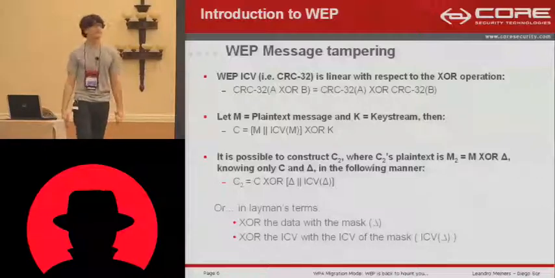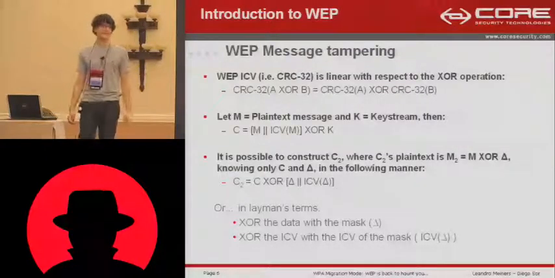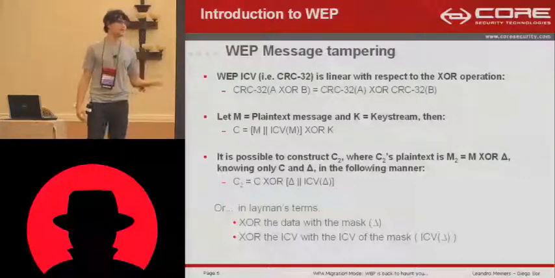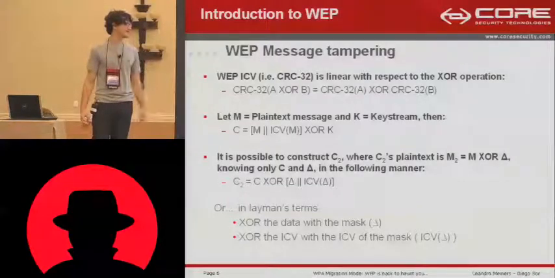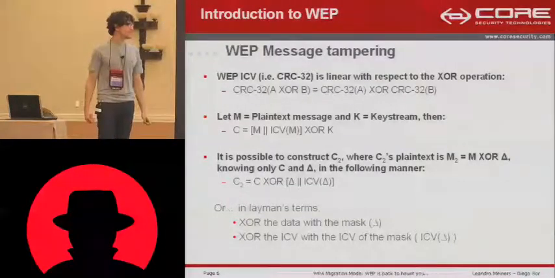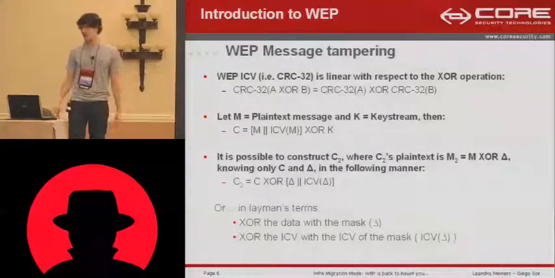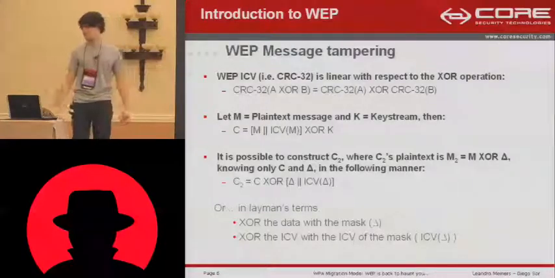So in layman's terms, we have to XOR the data with the mask delta. This is the arbitrary value the attacker selects, and XOR the ICV, meaning the CRC32 of the original message, with the ICV of the mask, meaning the ICV of delta, right? So having this in mind, we are going to show an attack based on these properties.